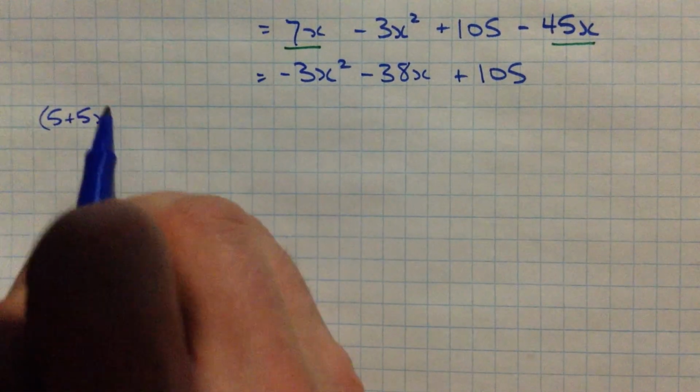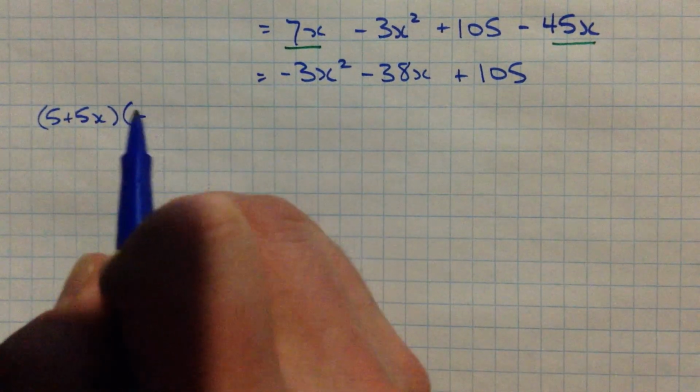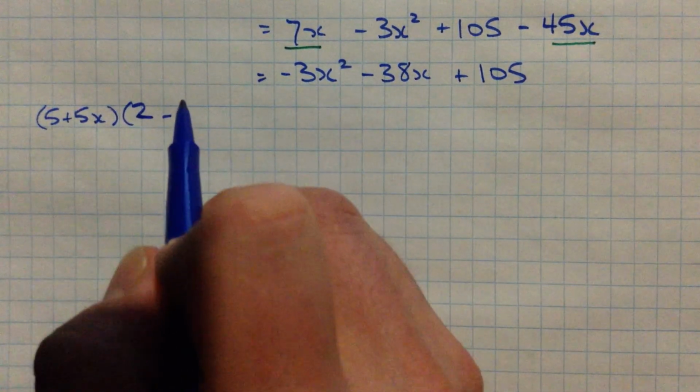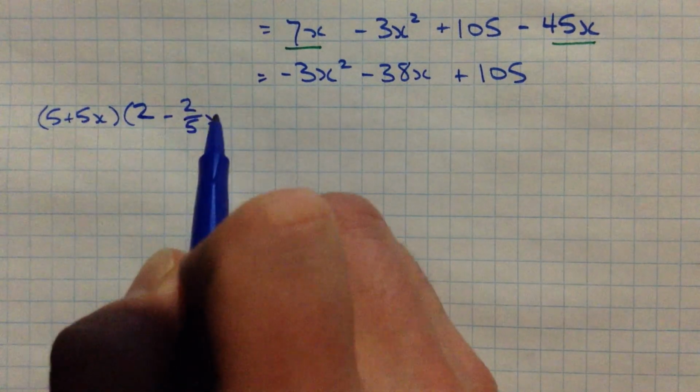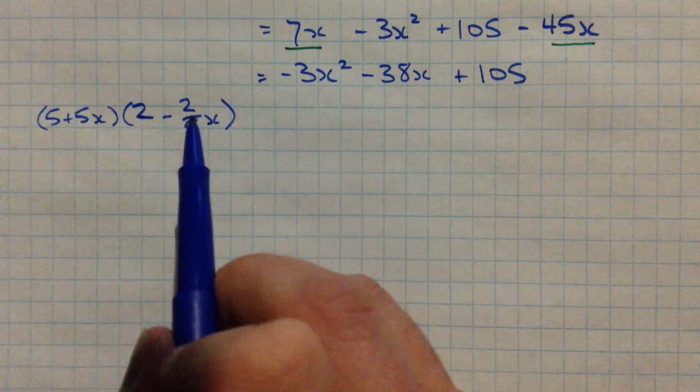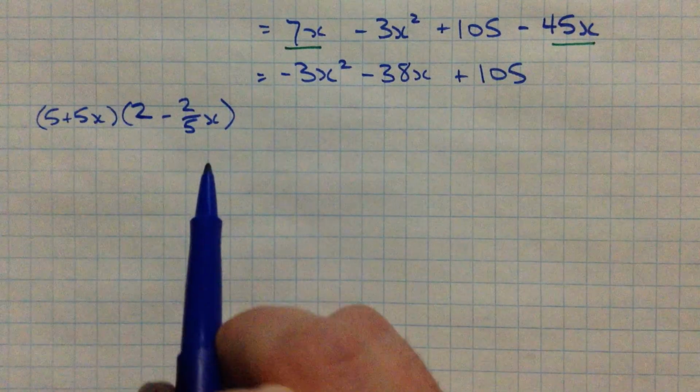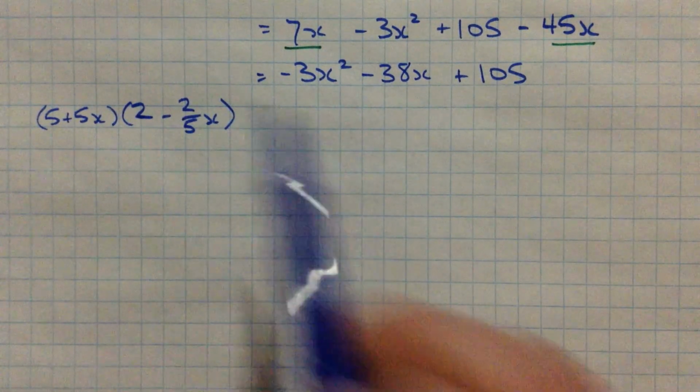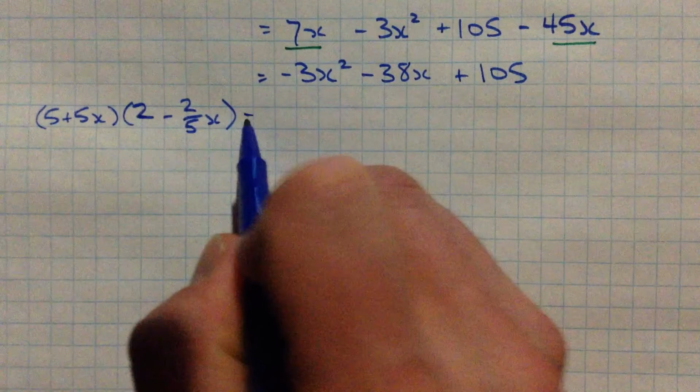5 plus 5x times 2 minus 2/5 x. And you could have maybe written this too as 2x over 5. That would be the same thing. But this is 2x times 2/5 times x.